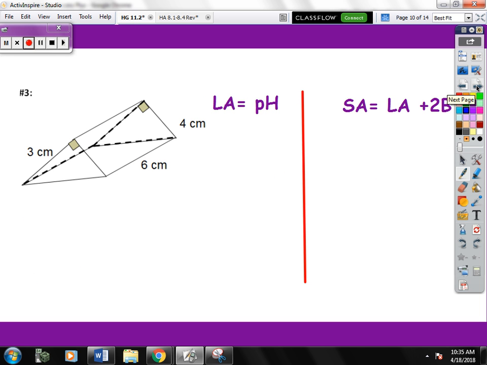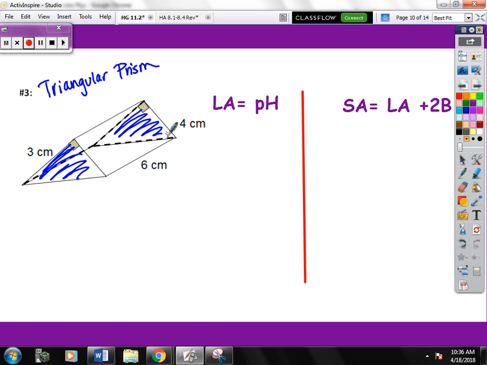What shape is this? A triangular prism. Which means the bases are triangles. So again, it may benefit you to highlight them. This time the prism has been knocked over on its side, right? So the base is no longer the bottom and the top. The base is now the front and the back.